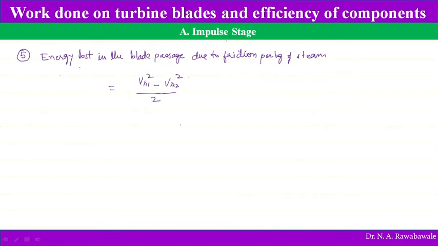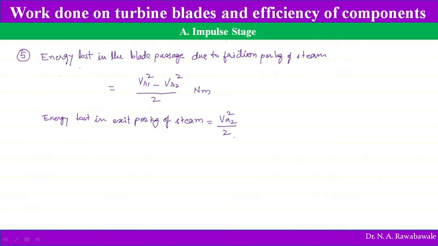So this is in Newton meter. Energy lost in exit per kg of steam is equal to the absolute velocity of steam at the exit squared divided by 2. That is nothing but the kinetic energy carried by steam along with it when it comes out of the turbine. So this is about the impulse stage.